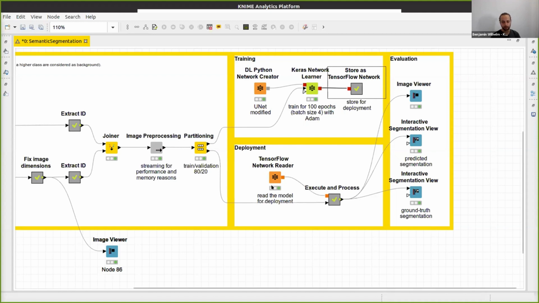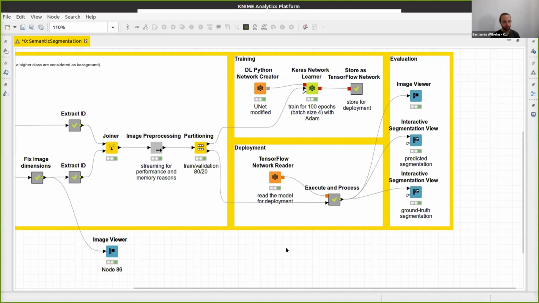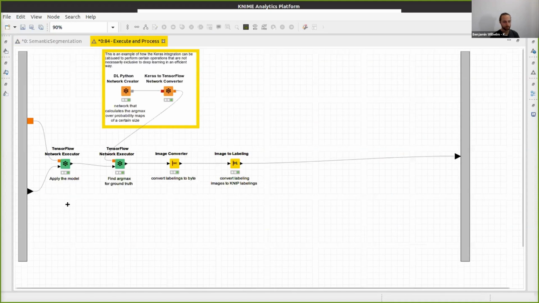So we use the TensorFlow network, and it's really easy to convert any Keras network to a TensorFlow network, just like this. But after that, you can't do any training anymore, but you can only do the prediction. So we read this TensorFlow network then again for deployment, and we execute it. So executing the network is basically just this node, so using the TensorFlow network executor.